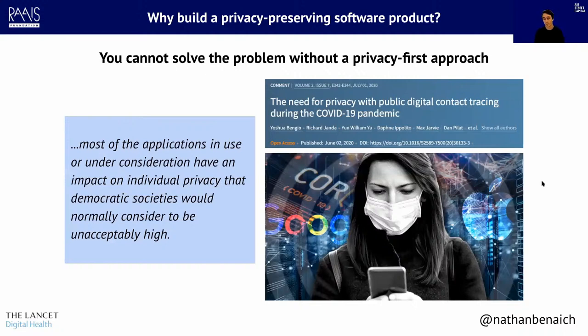Another reason to build privacy-preserving software is because the problem that you're trying to solve just wouldn't be solvable without a privacy-first approach. So the best example of this that's topical today is COVID-19 track and trace applications, where many individuals in various democratic societies actually think that the privacy burden that's imposed by these kinds of applications is unacceptably high. And so if these companies and governments cannot guarantee the privacy of location data and other related data as it relates to COVID, then users are unlikely to adopt these apps.